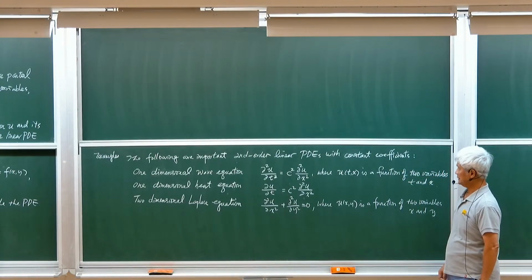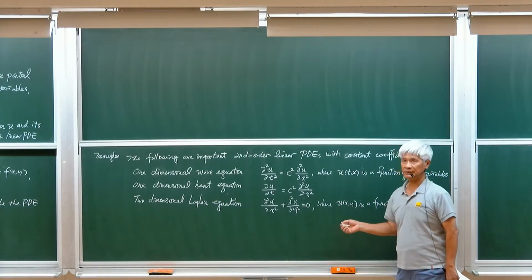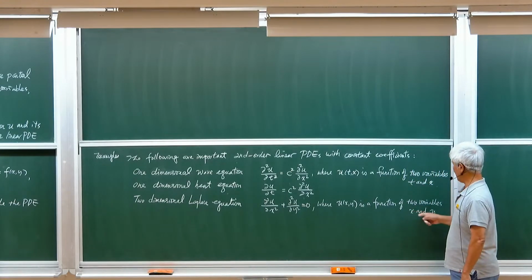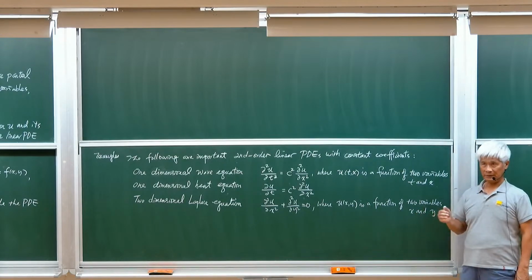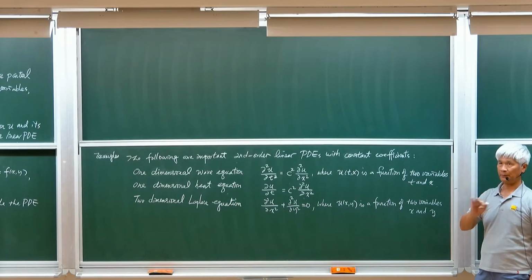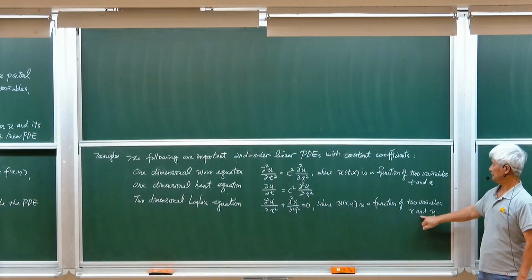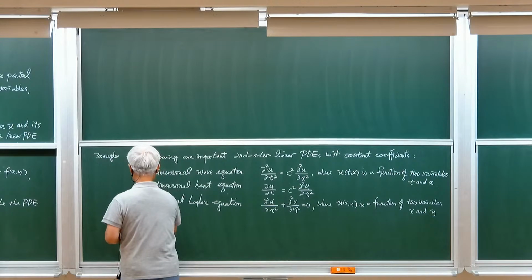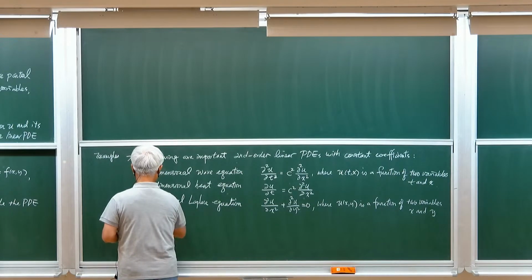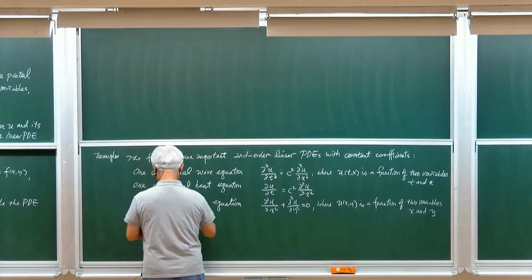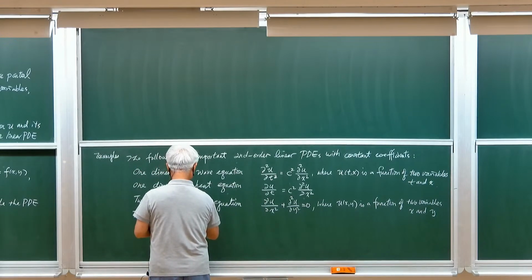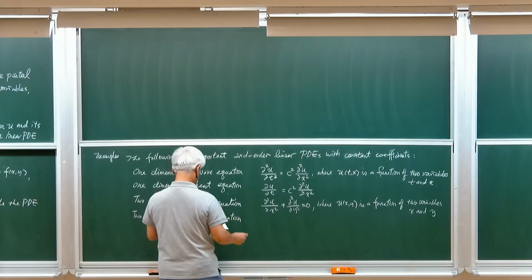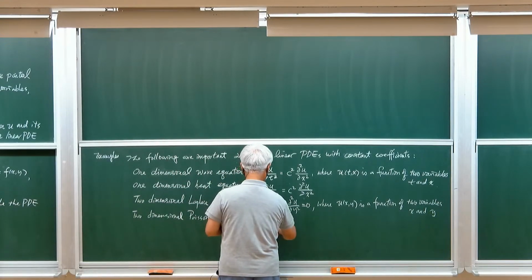So here, the unknown function is a function of two variables x and y. And these two variables are spatial variables in the plane. Okay, in the plane here. And the two-dimensional Poisson equation. The two-dimensional Poisson equation.